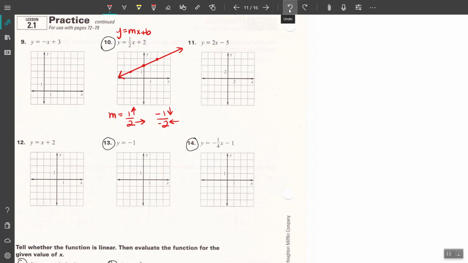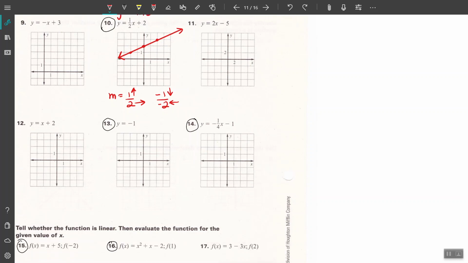Okay, now in number 13, we have y equals -1. So we have a y-intercept at -1. That's our b. What we're missing is the mx, the x term. And the reason we're missing it is because it doesn't matter in an equation like this. It doesn't matter what the x is. The y is always going to be -1.